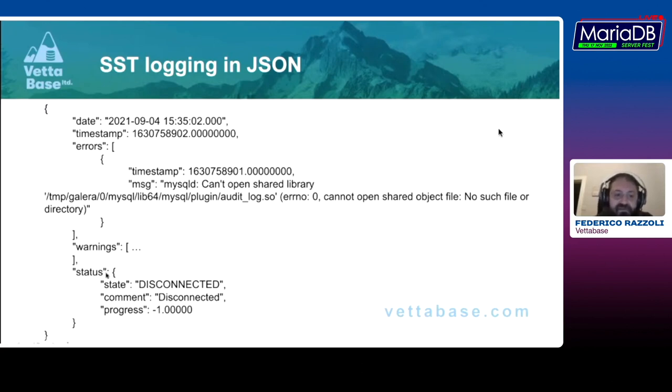You have this status object, which can be checked periodically, for example, by an agent to check if there are problems. That is useful. And if there are problems, you will have this array of errors and this array of warnings.